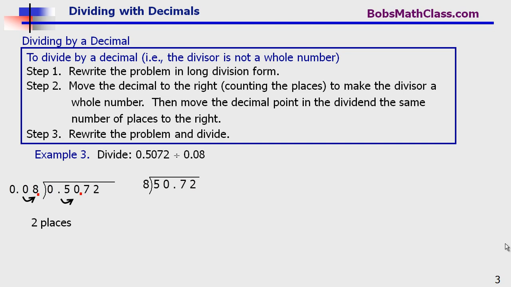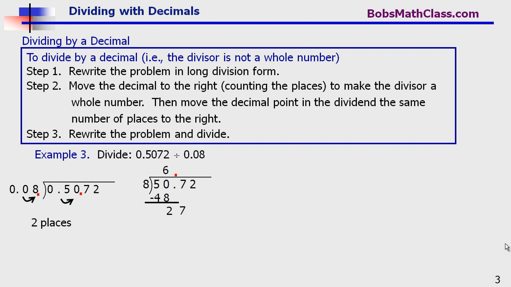Now let's rewrite it. Now we're back to the kind of problems we were just doing in the first 2 examples. Bring the decimal point straight up. 8 doesn't go into 5. 8 goes into 50 6 times. Gives us 48. Subtract, we get 2. Bring down the 7.